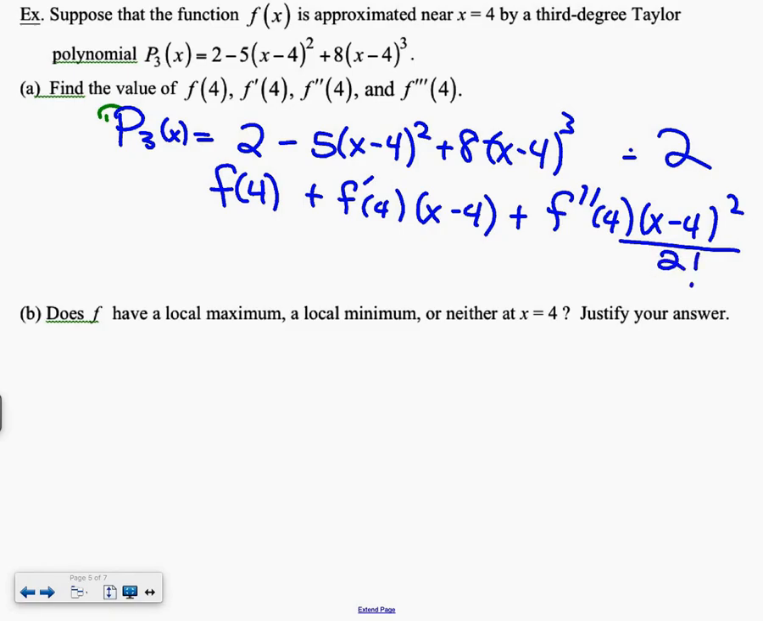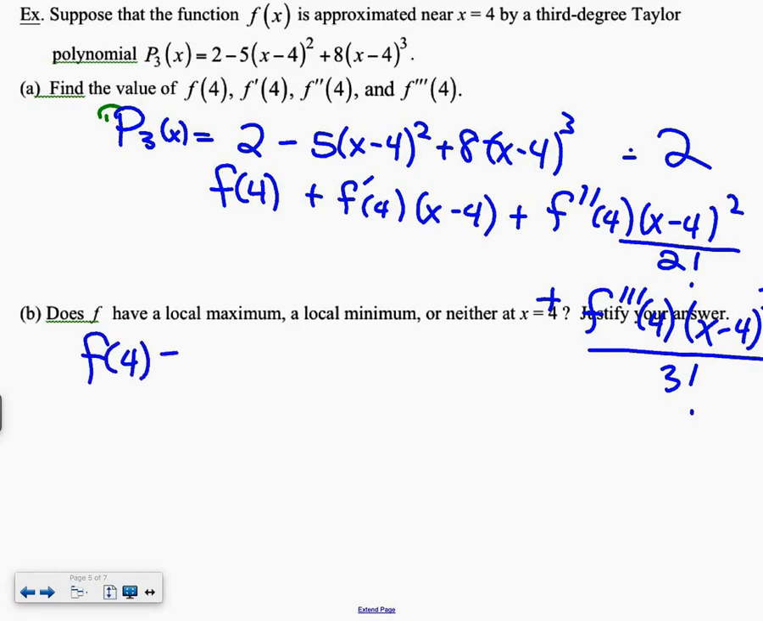Remember to spell the factorials on the bottom. Okay. They want the triple prime also. The next term would be f triple prime of 4 times, you guys tell me what would come next? X minus 4 cubed, right, over 3 factorial. Okay. So I'm just comparing it with the definition, all right? So if I compare it with the definition, f of 4 is obviously 2, okay?